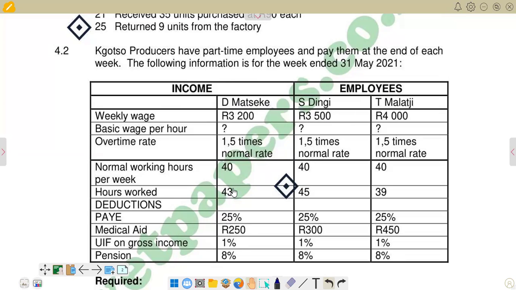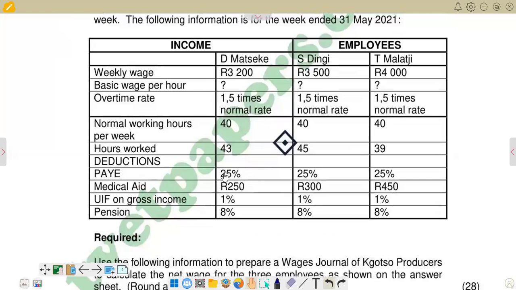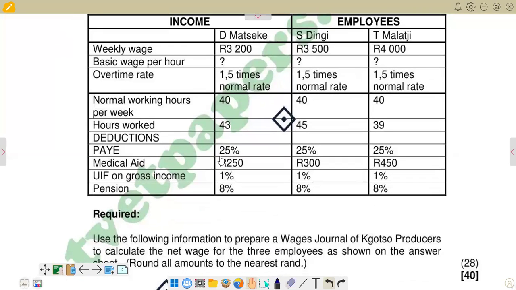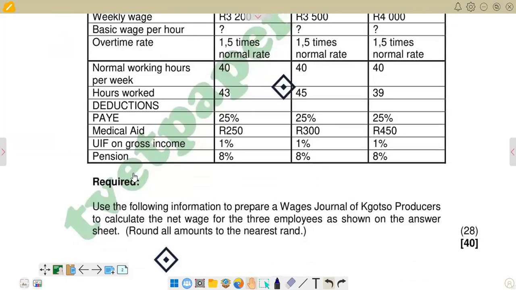If you go down, you see other information below the table in the required part. It says use the following information to prepare a wages journal of cost of producers and calculate the net wage for the 3 employees as shown on the other sheet. Round off amounts to the nearest rand. It is very important to know that we are going to round off calculations that have decimal places to the nearest rand. Very important to take note.